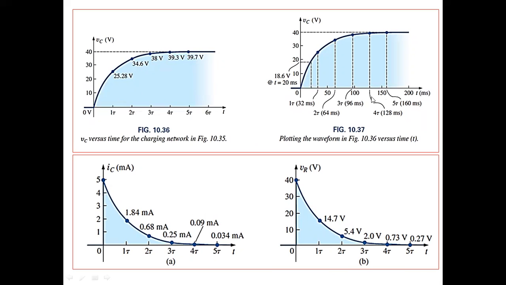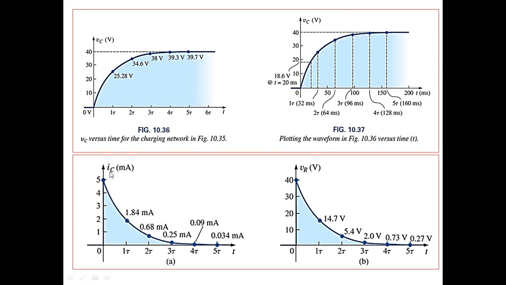Now the VC versus the time. This is the exponentially rising curve, versus t in milliseconds. 32 milliseconds is 1 tau. If you want to locate the tau values over there, we will find that 1 tau is somewhere here and 2 tau is 64, so it will be between 50 and 100 milliseconds. Similarly 3 tau, 4 tau, and 5 tau, but we are asked for the plot of the VC versus t, not tau. In tau, we have already defined it.